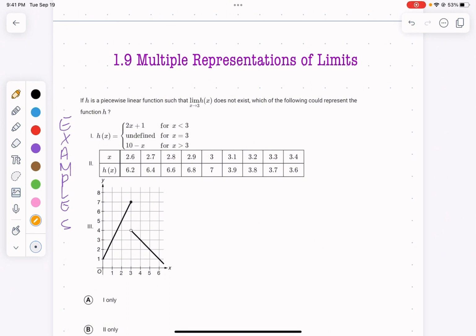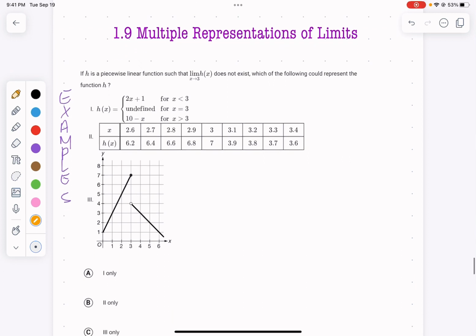Now, this unit is kind of a repeat of everything else that's been discussed in previous videos, but we're still going to go about it. Of course, we should know by now that limits can be represented in multiple ways. Here we have a lovely little College Board question that shows that. The first way it's represented is with a piecewise function, second is with a table, and thirdly is with a graph. The question is, if h is a piecewise linear function such that the limit of h of x as x approaches 3 does not exist, which of the following could represent the function h?